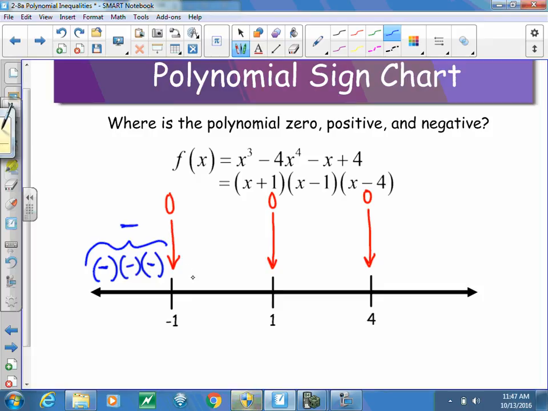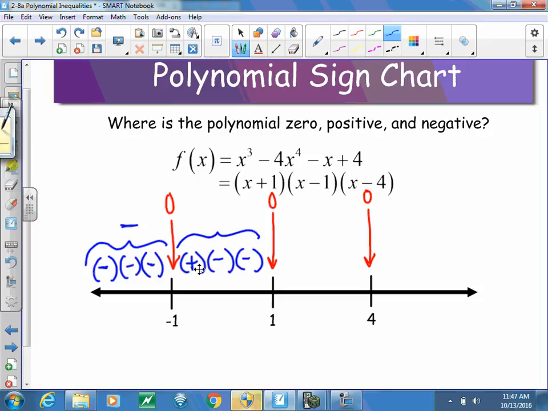Moving to the next interval here, if I pick a number between -1 and 1, I'm going to pick a 0. 0 plus 1 is 1. That's going to give me a positive answer. Any number between -1 and 1 is going to give me a positive answer there. Next part, 0 minus 1 gives me -1. No matter what I pick here, I'm going to get a negative answer. 0 minus 4 is -4, and whatever I put in there, I'm going to get a negative answer.